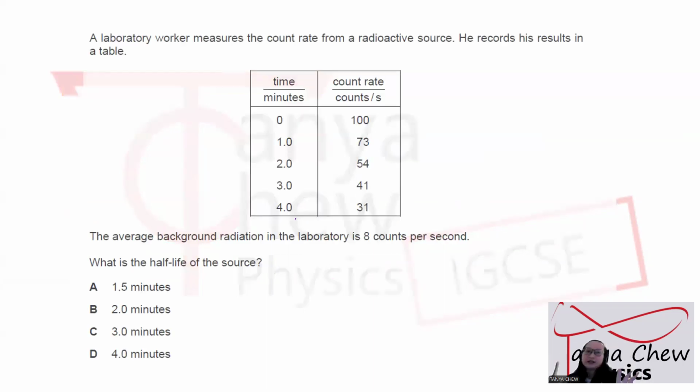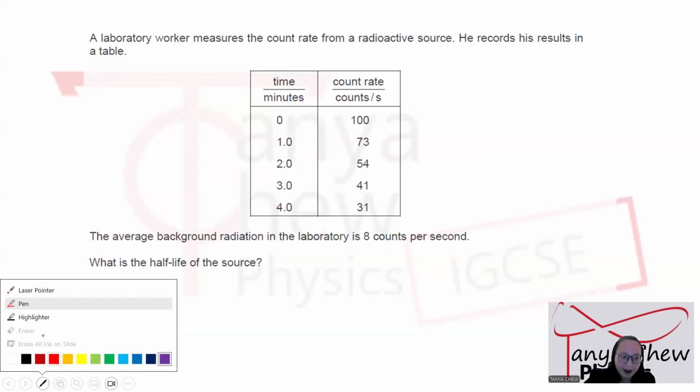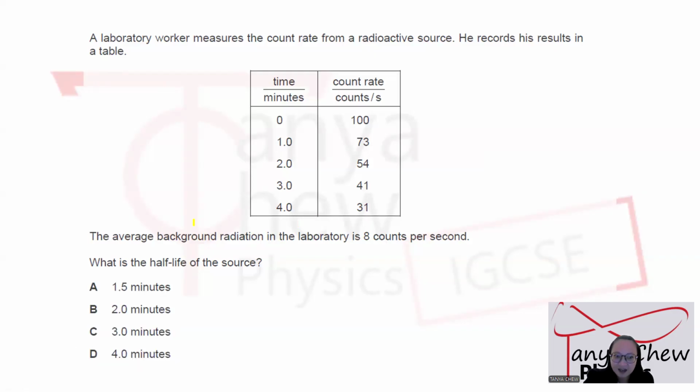Right here, let us look at the table. A laboratory worker measures the count rate from the radioactive source. He records his results in a table. Just if it is a table. Average background radiation, if it is given, you have to eliminate this. Background radiation is given as 8 counts per second. What is the half-life of the source?